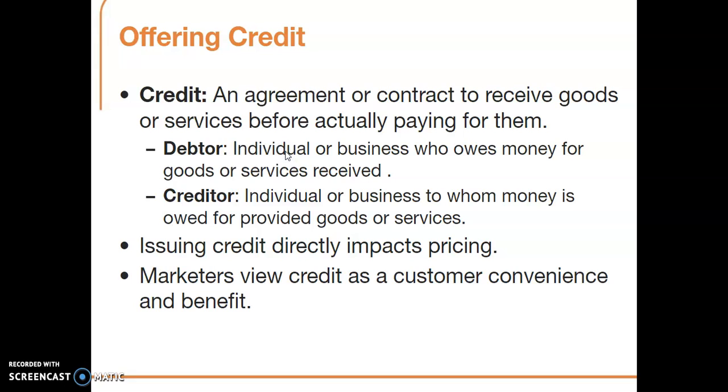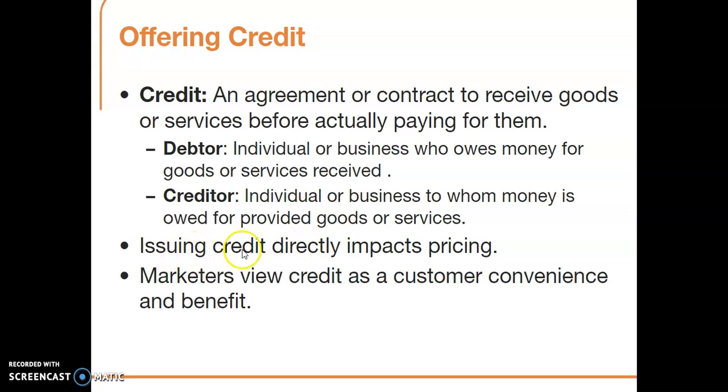So the first thing we're going to talk about is what exactly is credit. Well, that's an agreement or a contract to receive goods or services before actually paying for them. So there's two different parties in the debtor-creditor relationship. The debtor is the individual or business who owes money for goods or services received. The creditor is the individual or business to whom money is owed for providing the goods or services.